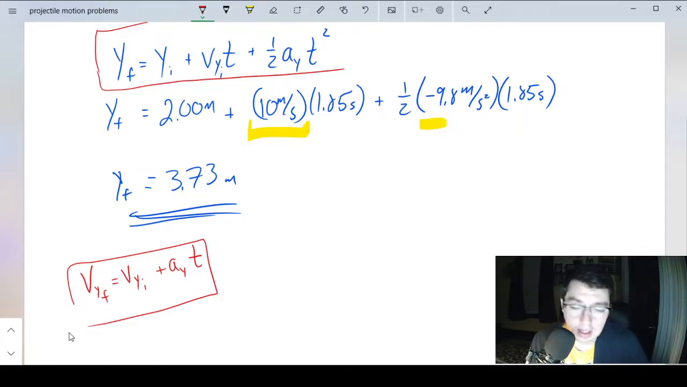The point I'm getting at is in the y direction, I have acceleration, so I use these equations for accelerated motion. In the x direction, I have zero acceleration. Ax equals 0 in free fall. So I only have the constant velocity equation.